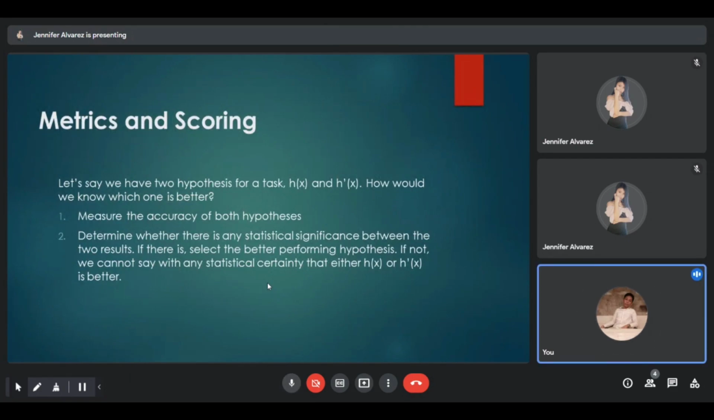Metrics and scoring. Let's say we have two hypotheses for a task, h1(x) and h2(x). How would we know which one is better? Number 1, measure the accuracy of both hypotheses. Number 2, determine whether there is any statistical significance between the two results. If there is, select the better performing hypothesis. If not, we cannot say with any statistical certainty that either this one or the other one is better.